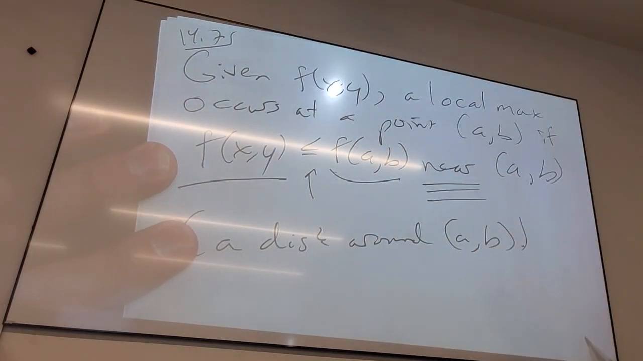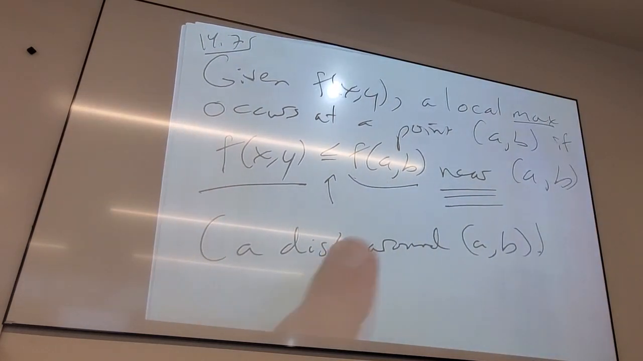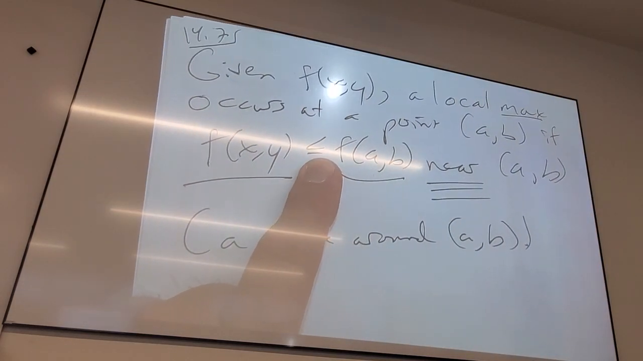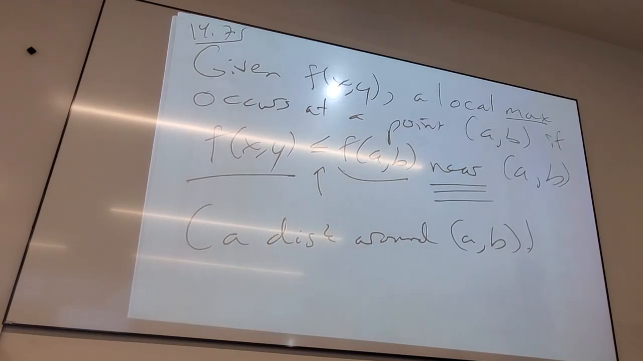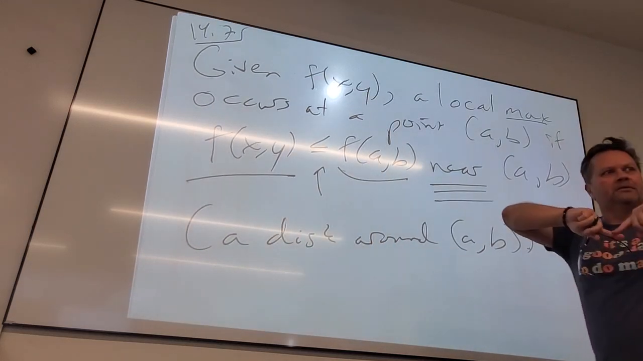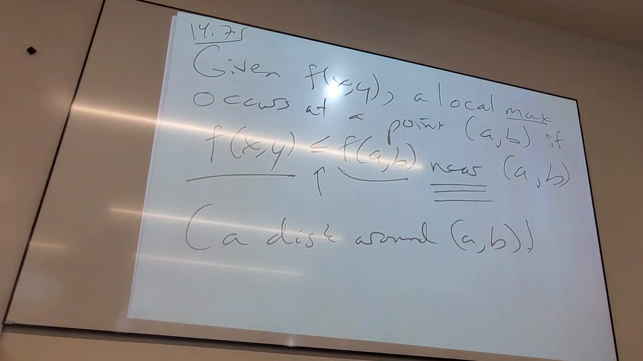Okay. And then I could do the same thing if I wanted to put min here. I would just make this go the other way. So to be a maximum, you have to beat out all of the other points near you. To be a minimum, you have to beat out the race for the bottom, all the other points around you.